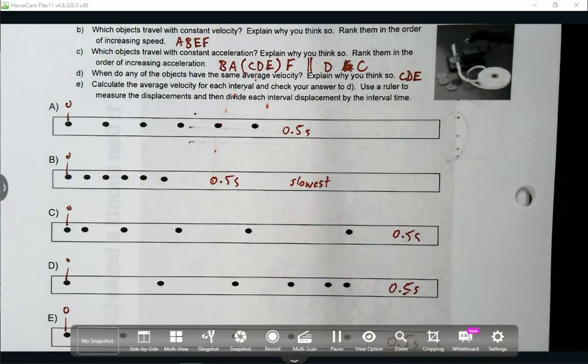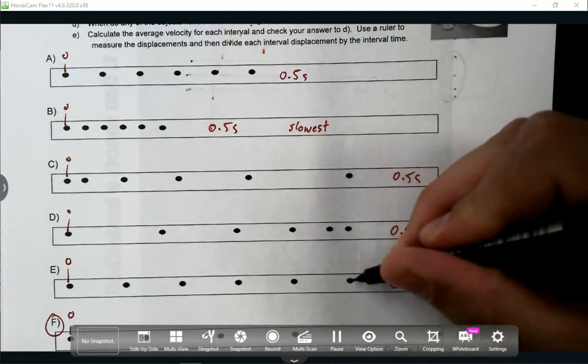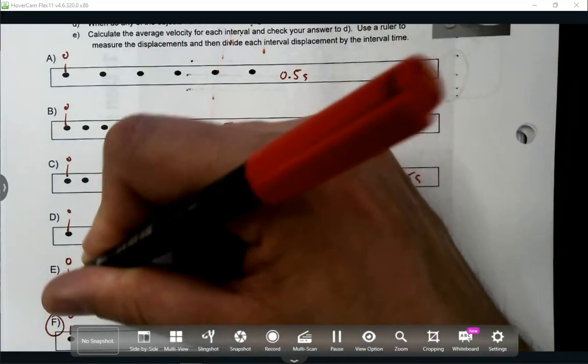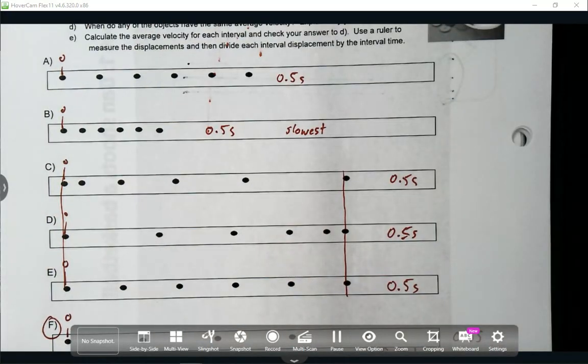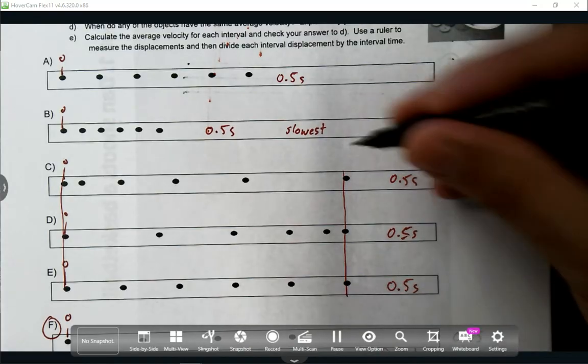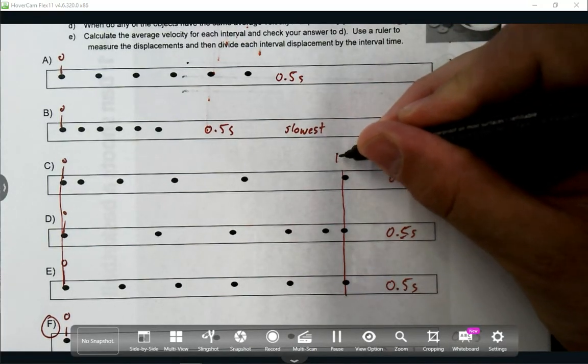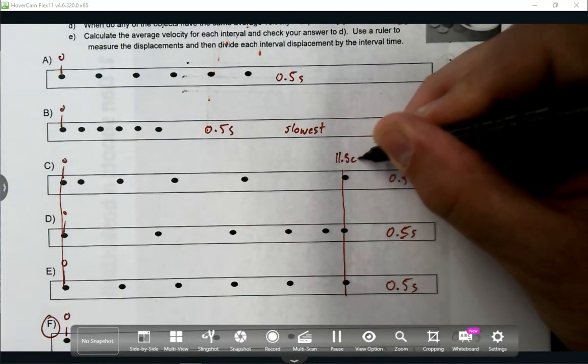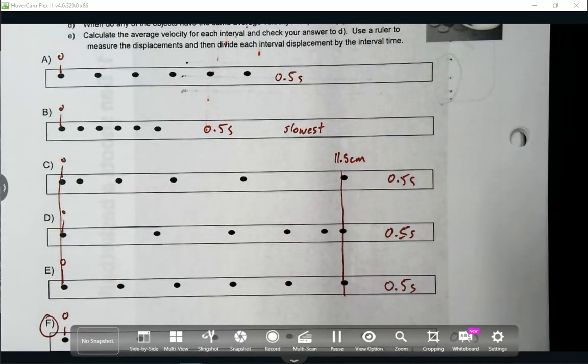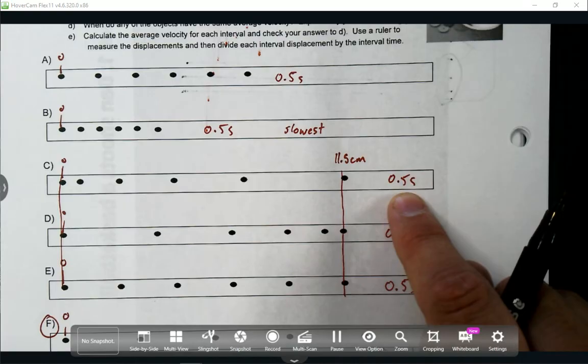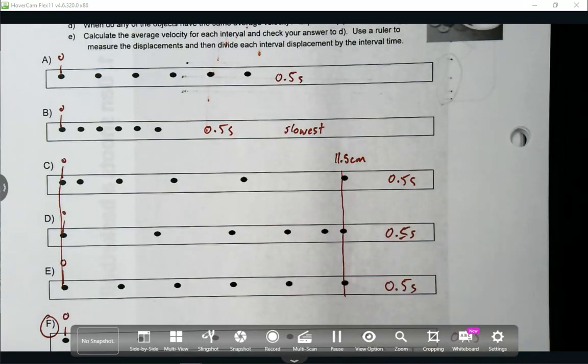Now, I don't feel like I really need to do all of these. Could we just agree that all three of these line up with each other and all three of these line up with each other? I came along with a ruler and I measured this while you folks were working, and I found that from the origin to this point here was 11.5 centimeters. Fair enough? And if I measure that to be 11.5 centimeters and they all took 0.5 seconds to occur, I could calculate the velocity.